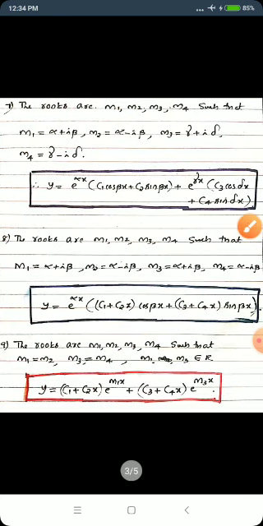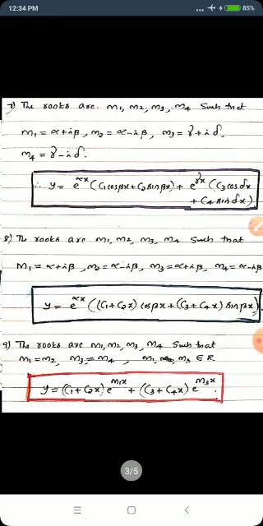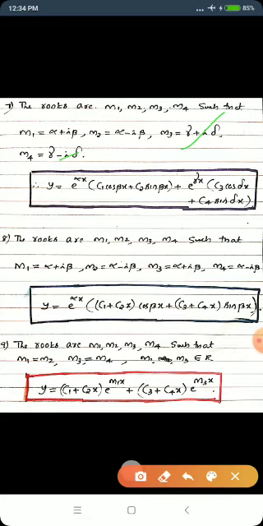And in the seventh case, the roots m1, m2, m3, m4 are all complex, in which m1 and m2 are one complex pair alpha plus or minus i beta, and m3 and m4 are a different complex pair gamma plus i delta and gamma minus i delta. In that case, the solution y is e raised to alpha x into c1 cos beta x plus c2 sin beta x for alpha plus or minus i beta, and e raised to gamma x into c3 cos delta x plus c4 sin delta x for the different complex pair gamma plus i delta and gamma minus i delta.